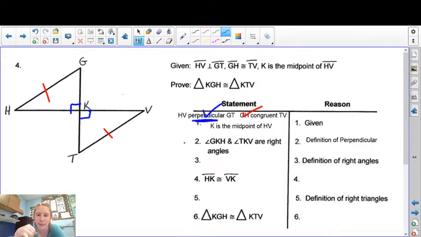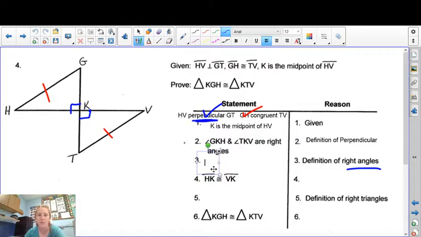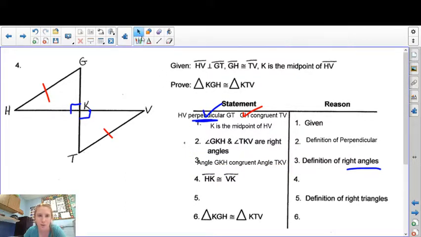Okay, I can't get to midpoint yet because I say something about right angles. So because of that, we know that right angles are all equal. So angle GKH is congruent to angle TKV. Why? Because all right angles are equal to each other. Cool. Use that perpendicular stuff twice. Yes.